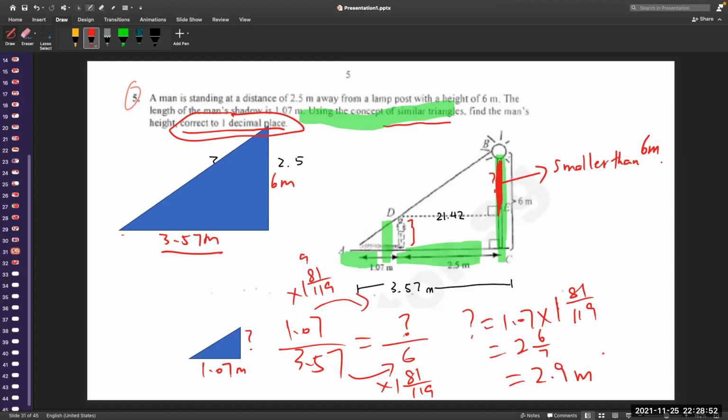So you get 6 divided by 3.57. Then you times the 1.07. No, I get 1.79. Never mind, can you help me out? 6 divided by 3.57 first? 6 divided by what? 3.57.